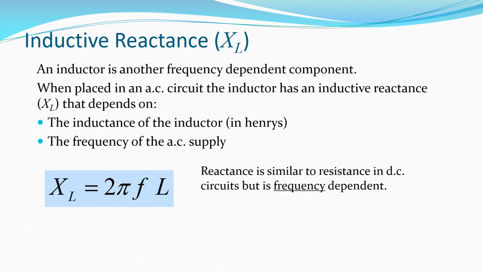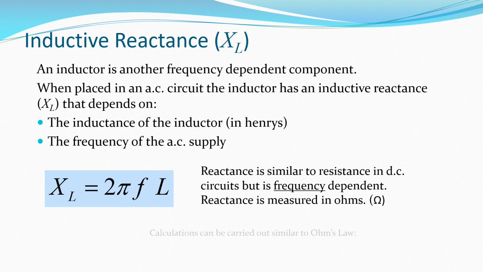So remember, reactance is similar to resistance in a DC circuit, but is entirely frequency dependent. Therefore, we can only have a reactance with an AC supply. Because it's similar to resistance in that it opposes the flow of charge, it has the units of ohms. And similar calculations we carried out as we saw with capacitive reactance, where XL, the inductive reactance, is equal to VRMS over IRMS.